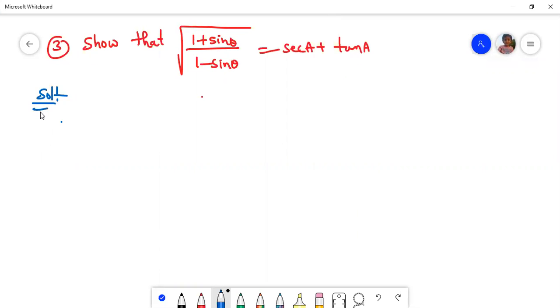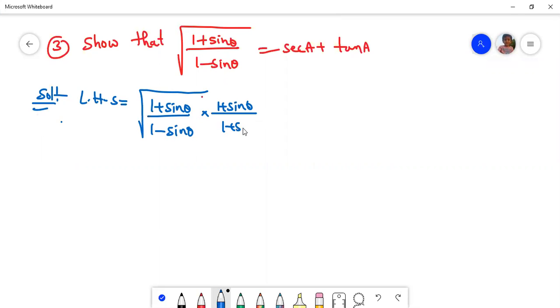Solution. It is the same as the example of 1 plus cos theta by 1 minus cos theta. Take LHS. LHS equals square root of 1 plus sin theta by 1 minus sin theta. In this, we can rationalize, that is, multiply by 1 plus sin theta by 1 plus sin theta. Cancelling these two, you get the same LHS.